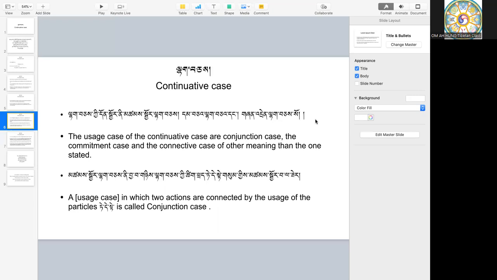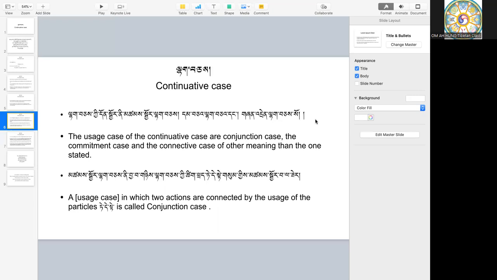So, okay, continuing the lesson. The usage case in which two actions are connected, one action being the cause, the second action being the consequence of the particular cause. So, for example, if we say things like, which means after igniting the fire, the heat is accumulated.